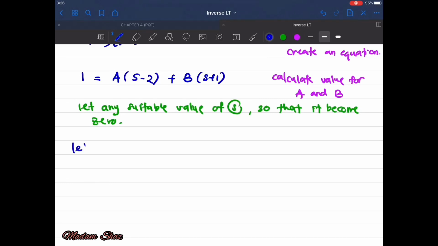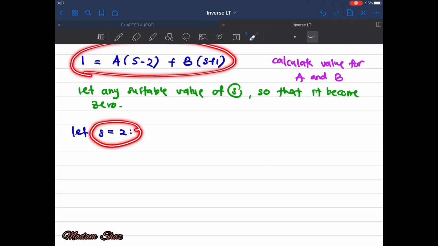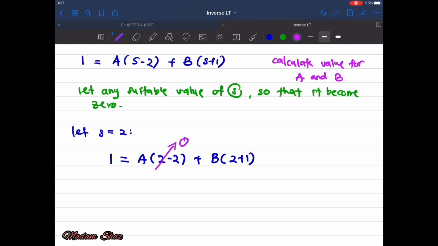So we have declared two values of s now. For the first, let s is equal to 2. Substitute s equal to 2 into the whole thing. Starting from the left hand side, 1, there is no s to substitute. So we write 1 is equal to a multiply 2 minus 2, plus b multiply 2 plus 1. Now simplify. 2 minus 2 becomes 0, and 2 plus 1 becomes 3. So 1 is equal to b multiply 3, therefore b is equal to 1 over 3. This is the value of b.